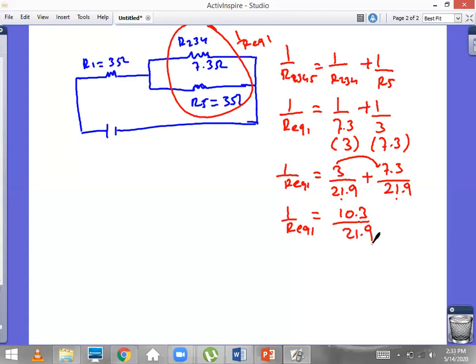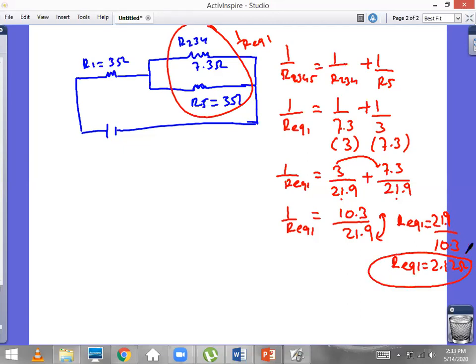So this is 1 over R equivalent 1. Again, you have to flip it: change numerator and denominator to find R equivalent 1. So R equivalent 1 is going to be equal to 21.9 over 10.3. When you divide these two, what are you going to get? Let me quickly tell you, 21.9 over 10.3, we're going to get 2.12. Okay, so our R equivalent 1 is going to be 2.12 ohm.